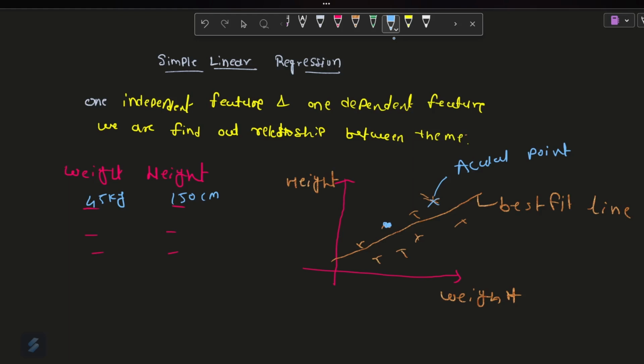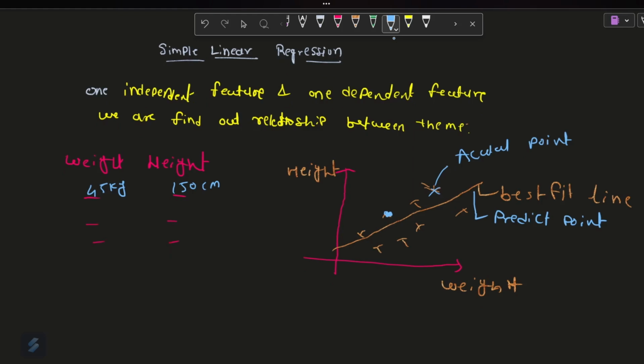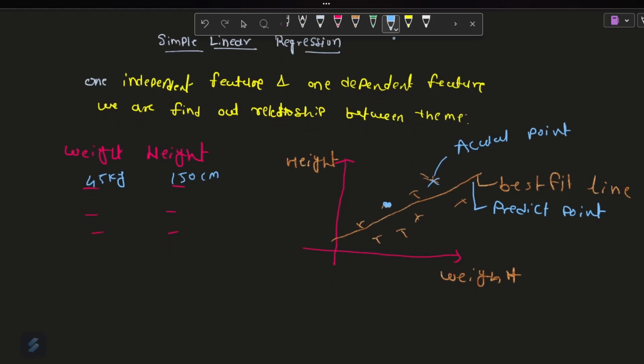When we draw the best fit line, this is called a predicted point. We predict that point to find out the relationship and how it works. This is the equation of that line. The equation of a line is simple: y is equal to mx plus c.